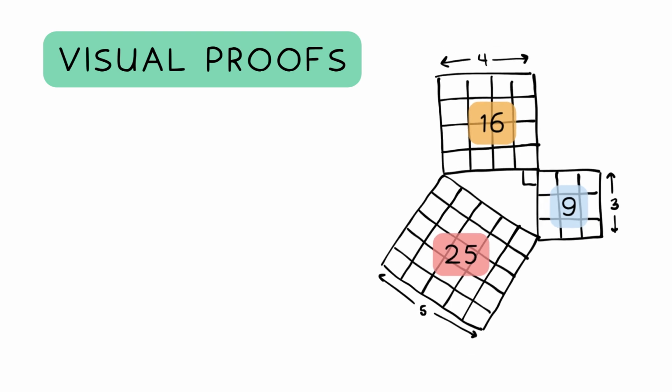The Pythagorean theorem has been proved through hundreds of methods, and new proofs are still being discovered. Here is an example of a visual proof showing the squares of the sides. Notice, 9 plus 16 equals 25.